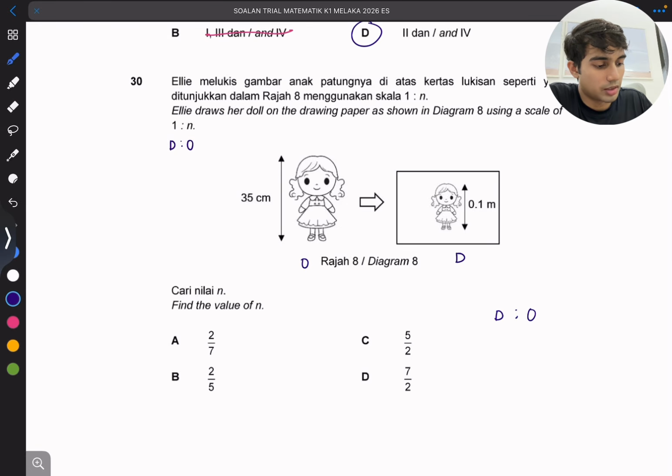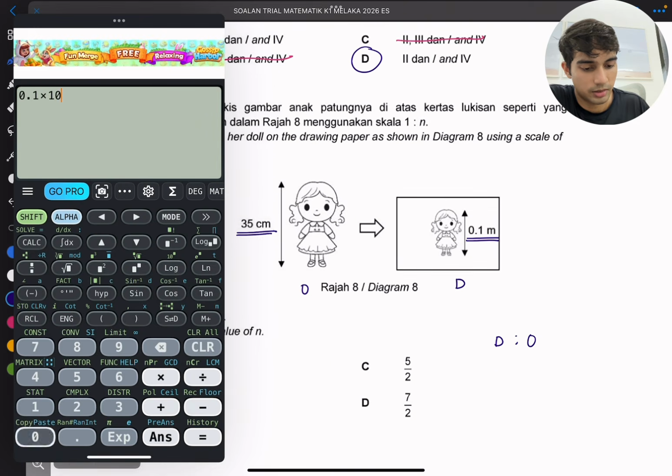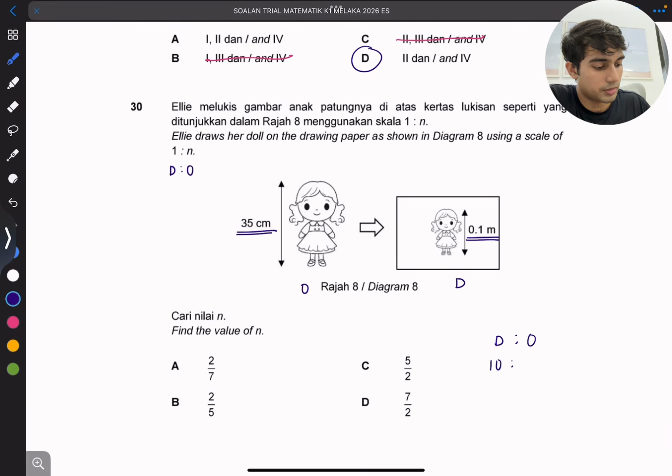So her drawing is 0.1 meters, this is 35 cm. So you have to bring it to one common unit. Cannot have meter and cm. So drawing we just convert it to cm. So 0.1 meters, you multiply by 100. It's 10 cm. Drawing is 10 cm.